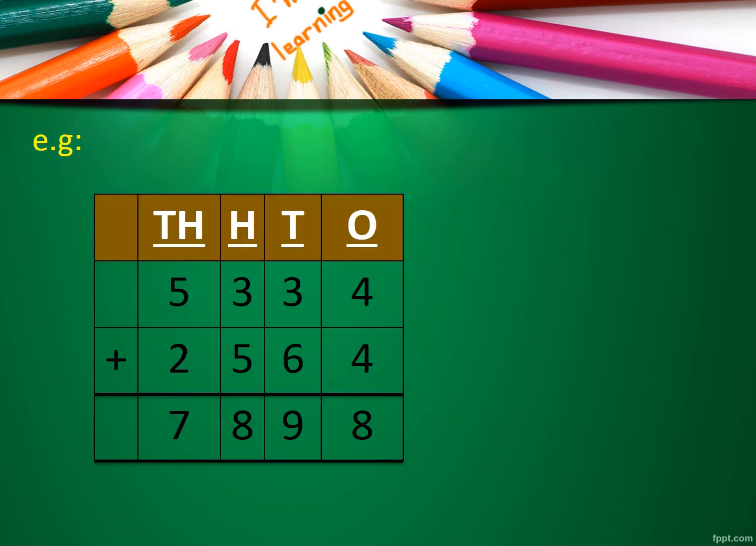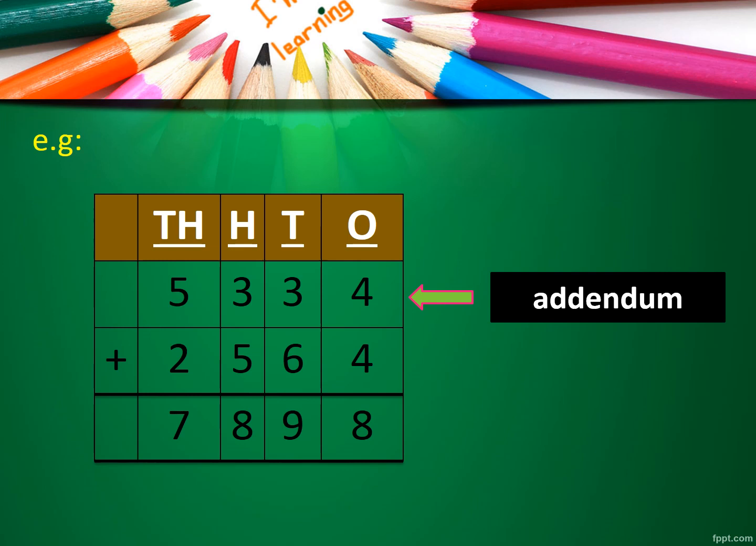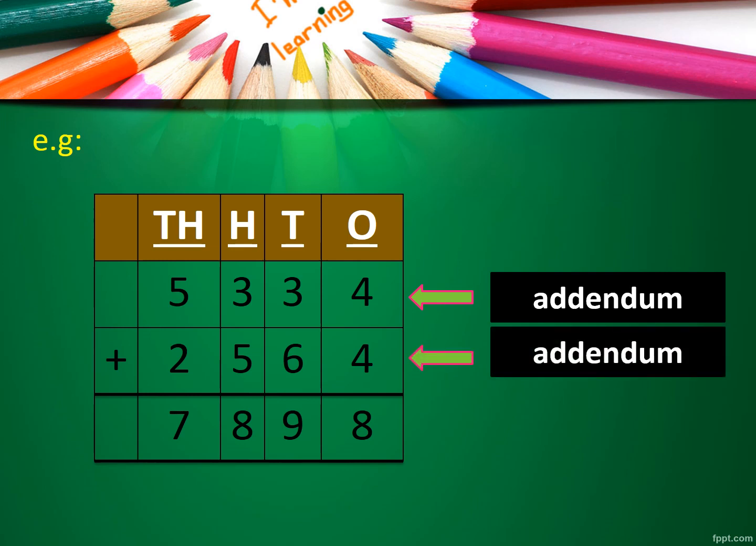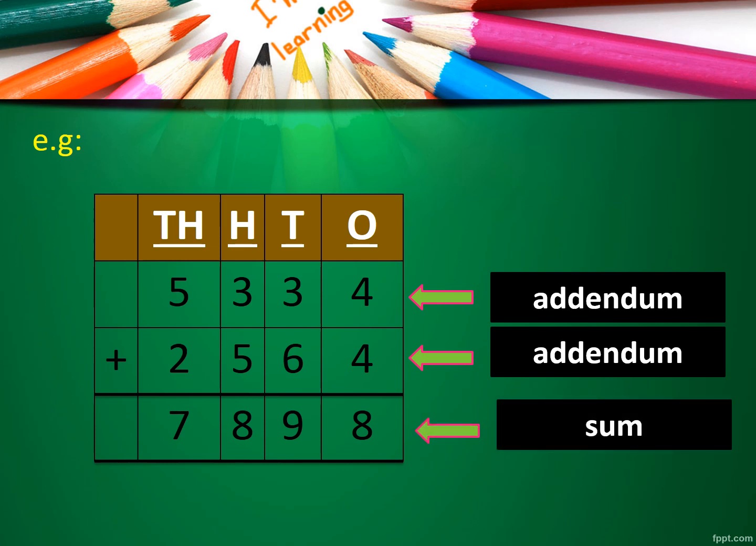Look at this addition sum. Each of its parts is given a special name in maths. Here, the first value is called addendum and the second value is also called addendum. Addendum means the quantity or number to be added. The example has two addenda, the plural form of addendum. And next is called sum. Sum is the answer to an addition problem.